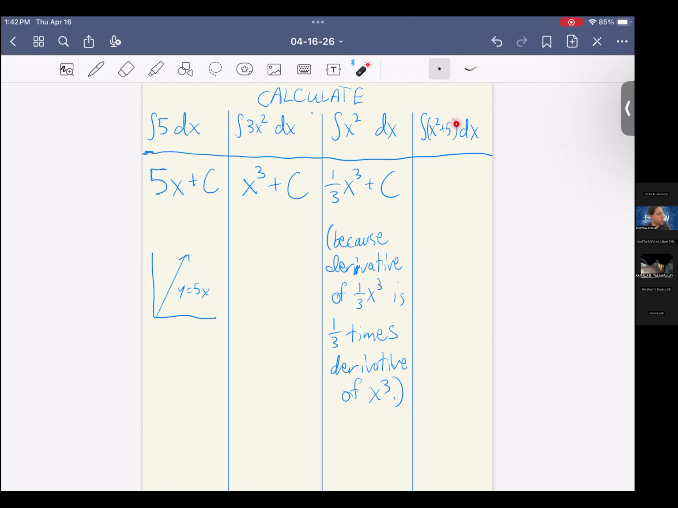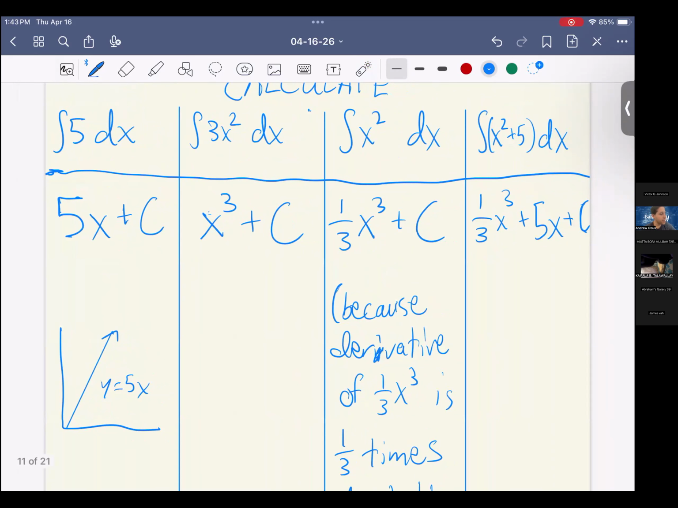Okay, so for the last one, it looks complicated. We want to find something whose derivative is x squared plus 5. Maybe we don't know that off the top of our head, but we've already found an antiderivative of x squared, that's 1/3 x cubed, and we also found an antiderivative of 5, that's 5x. So we can take something whose derivative is x squared and something else whose derivative is 5 and just add them together. We have an additive rule here. So this is just going to be 1/3 x cubed plus 5x plus c. All that we have to do is take an antiderivative of one and an antiderivative of the other, and then we can add them together, and it works.